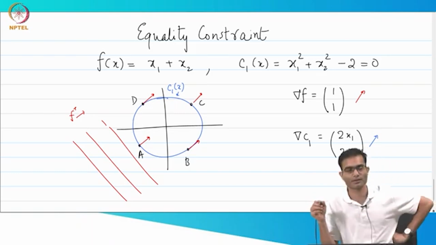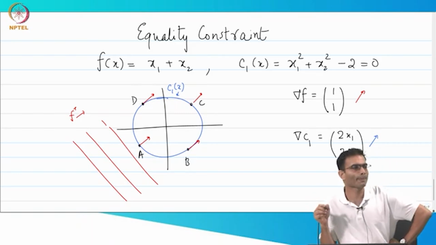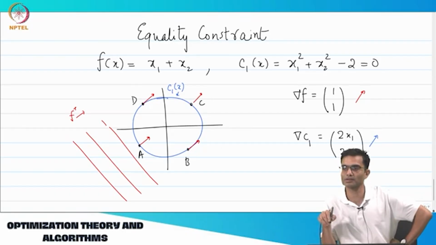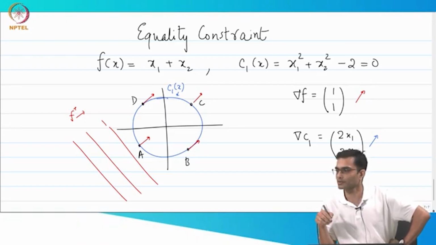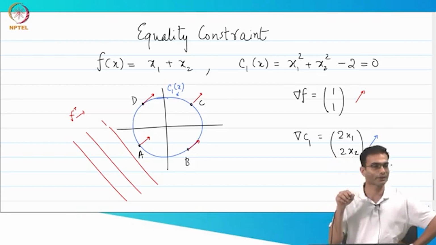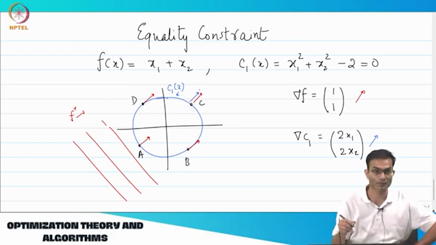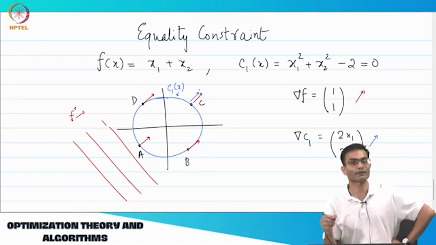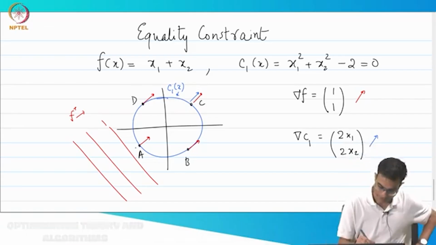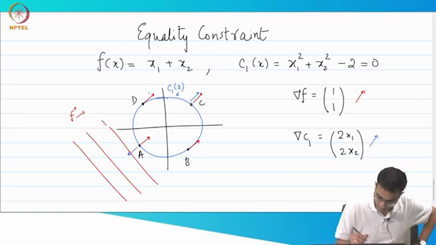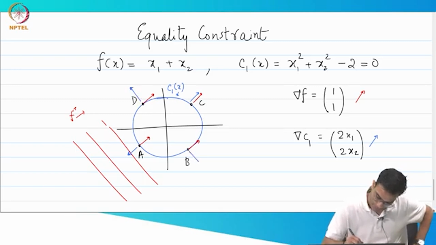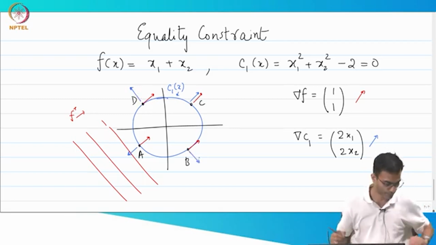Which way is grad C1 pointing? Inward, outward, any relation to the circle? It's always radially outwards, you can check it, right? At any point I take, it's always pointing radially outwards. At point A, which way is it pointing? Radially outwards, backwards, right? It's pointing over here. Similarly, over here it is pointing here, and over here it is pointing over here.